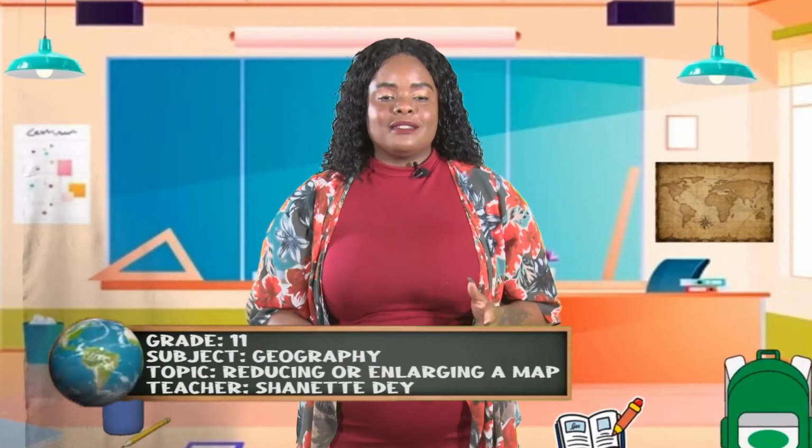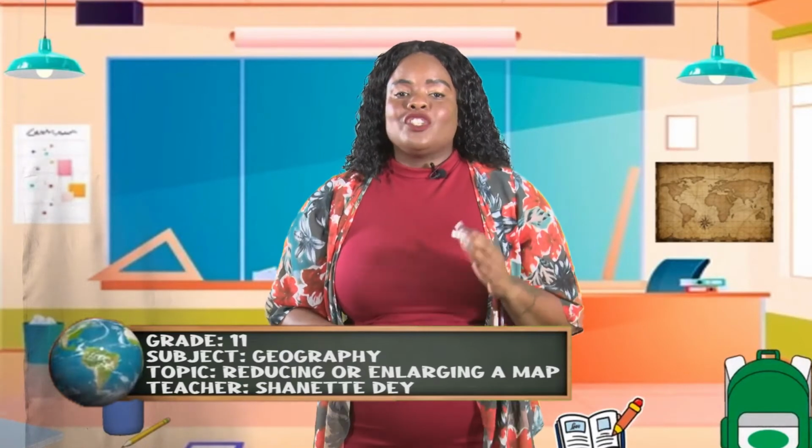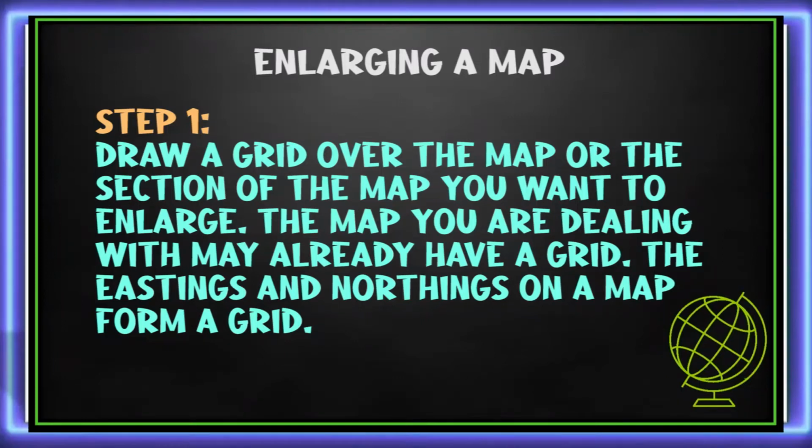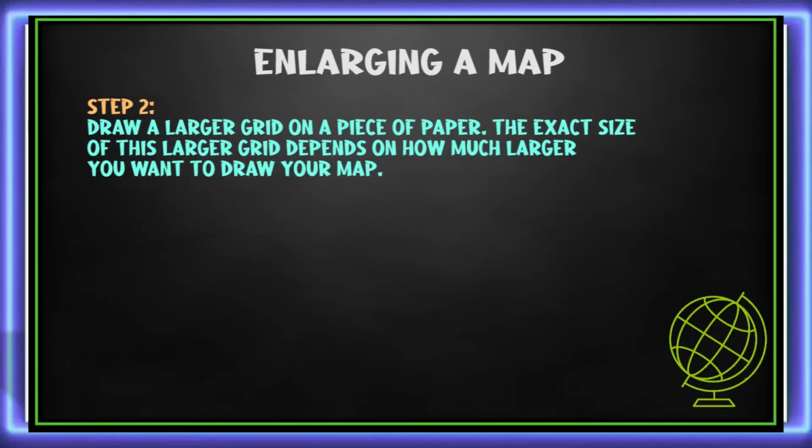Now, here is a more detailed explanation of enlarging a map, just in case you didn't get it the first time. So you can draw a grid over the map or the section of the map you want to enlarge. The map you are dealing with may already have a grid. The eastings and the northings on a map form a grid. You can then draw a larger grid on a piece of paper. The exact size of this larger grid depends on how much larger you want to draw your map.